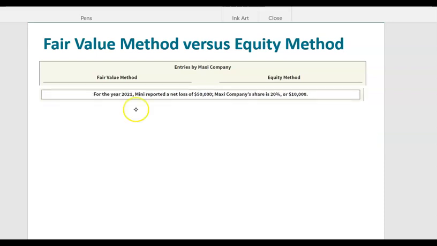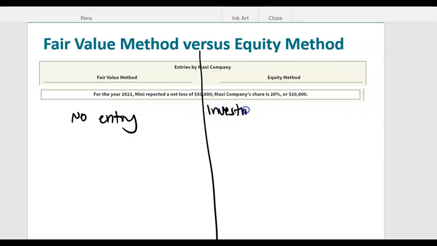Next item for the year 2021, Mini reported a net loss of 50,000. Maxi Company's share is 20% or 10,000. So under the fair value method, we don't care. So there is no entry here. We can just ignore this. But under the equity method, remember we have an investment loss debit to reduce income for the account investment loss, and we credit the account to reduce equity investment.